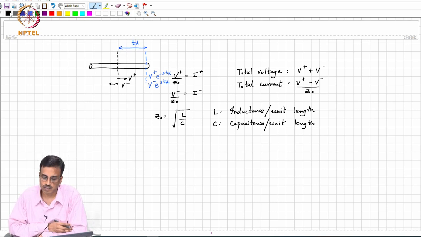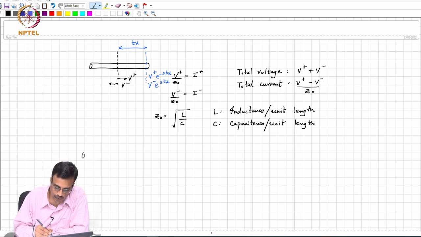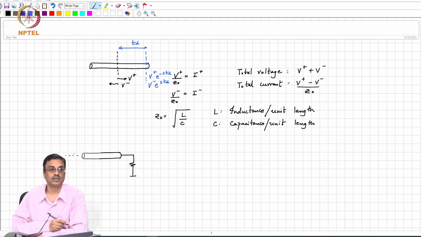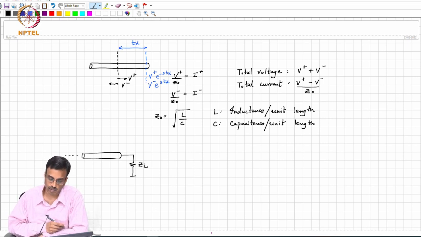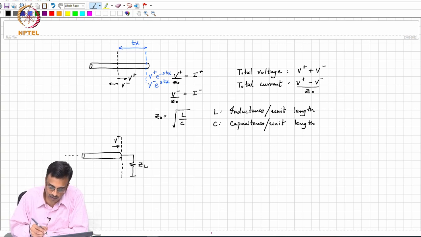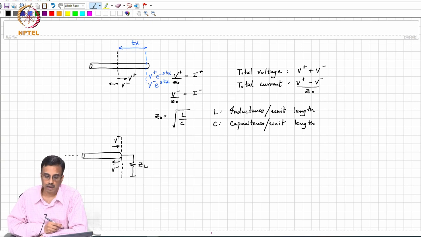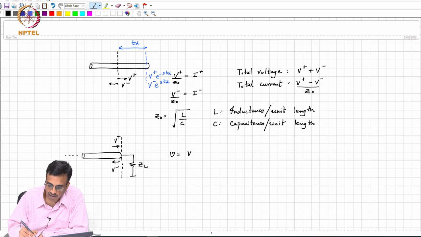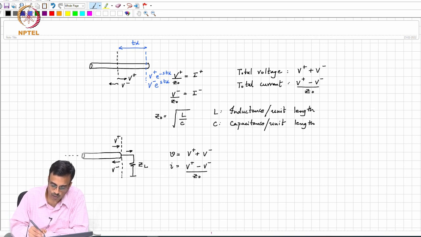In this course, we are only going to look at ideal transmission lines. So, for example, consider what happens at the boundary. Here we do not know what is happening towards the left side. The ideal transmission line is terminated by an impedance ZL, and just at the interface, let us call the positive going wave V plus and the negative going wave V minus. The total voltage is simply V plus plus V minus, and the total current is V plus minus V minus by Z naught.